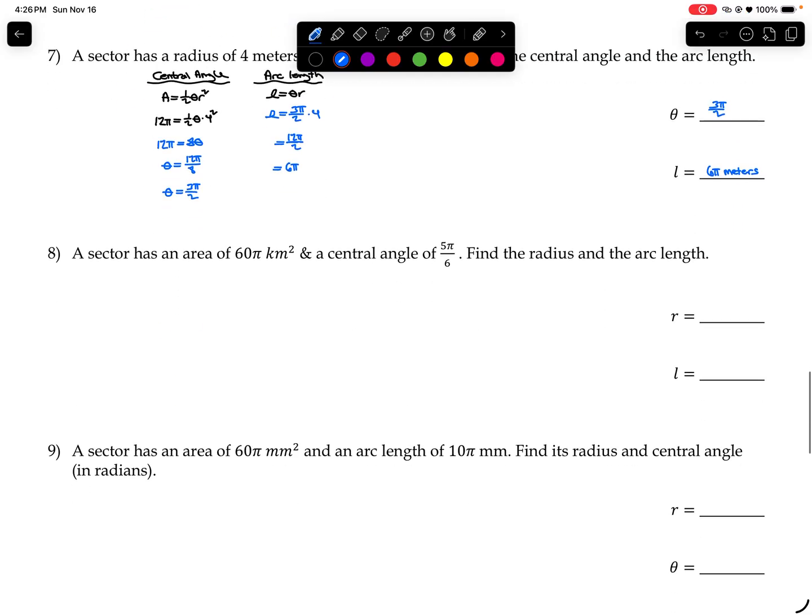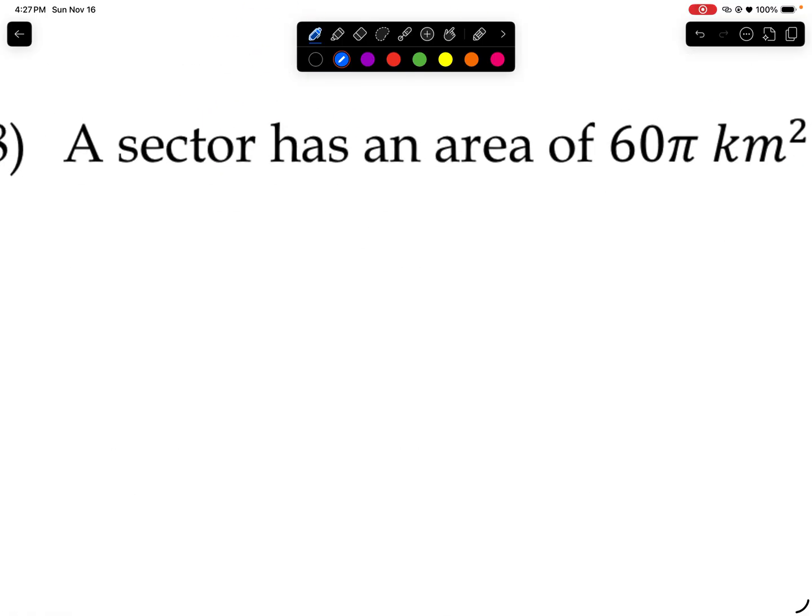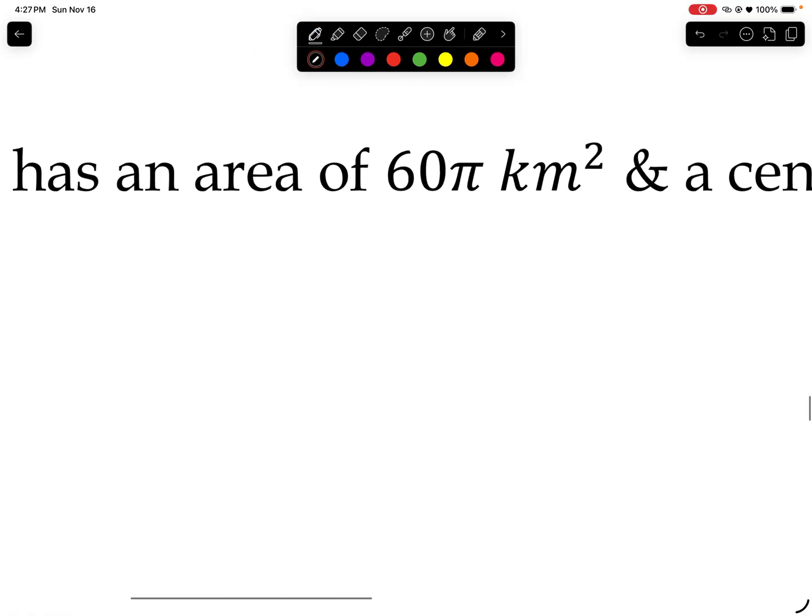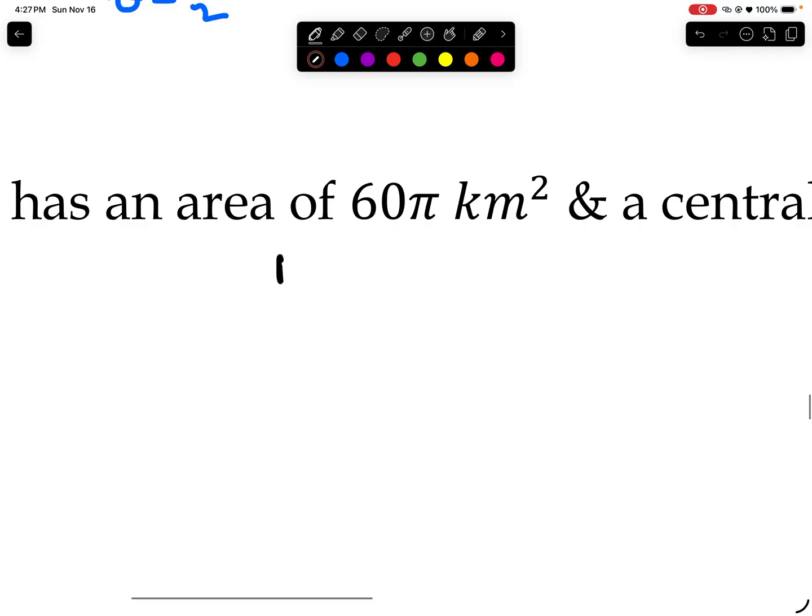Okay, then number 8. So a sector has an area of 60 pi square kilometers and a central angle of 5 pi over 6. Find the radius and the arc length. Okay, so this one, we're given the area and we're given the central angle. So if we're given the area, that tells me we're going to start with that. So I'm going to work backwards to find the radius.